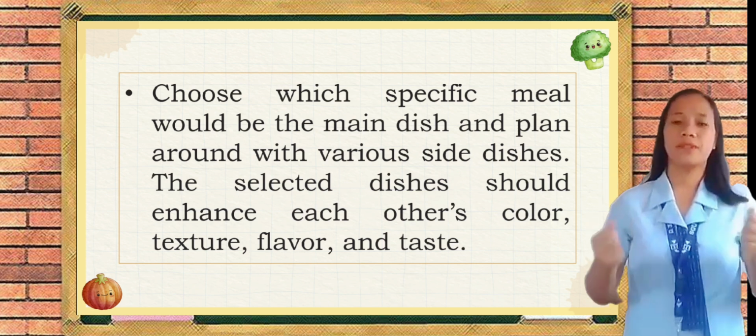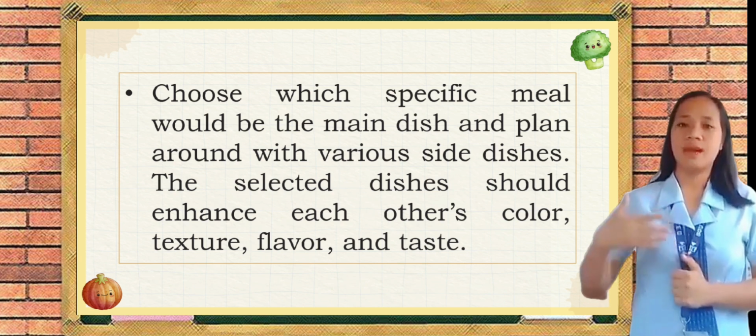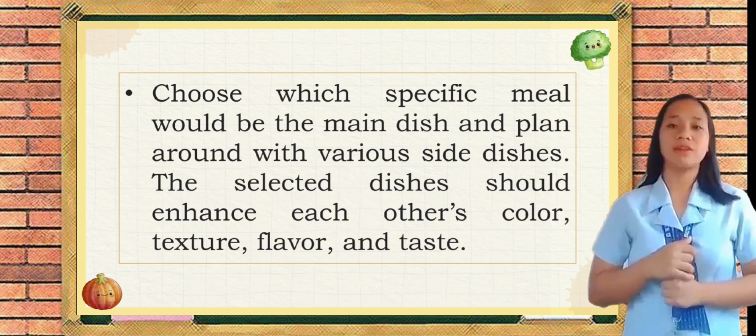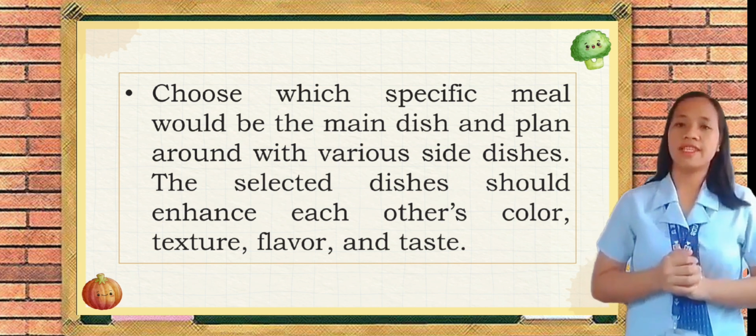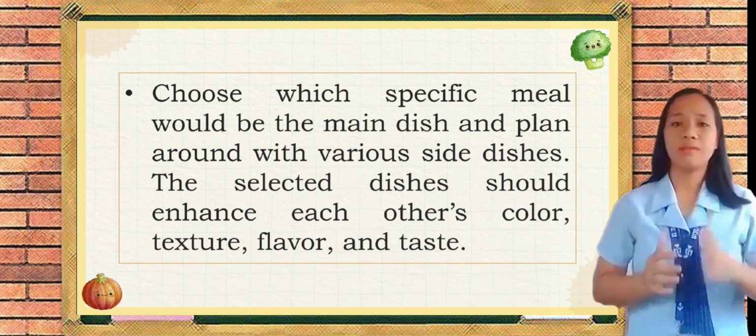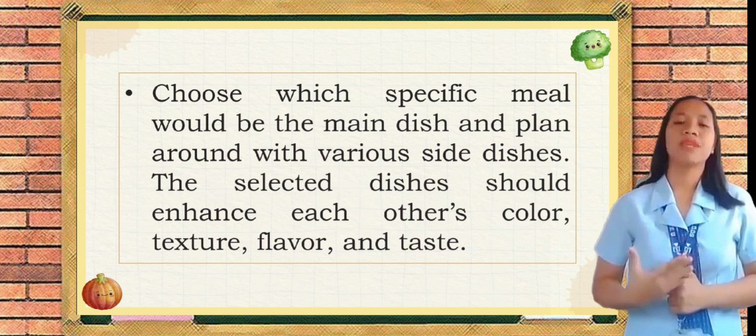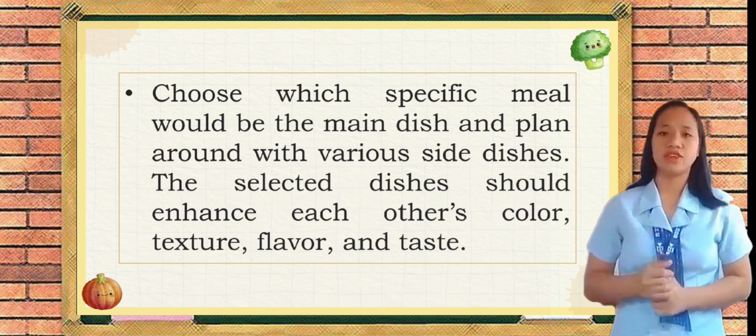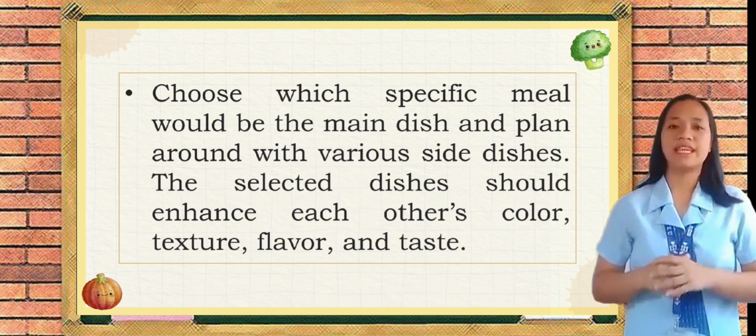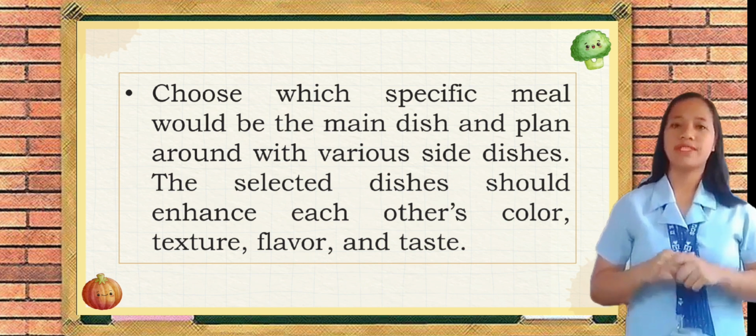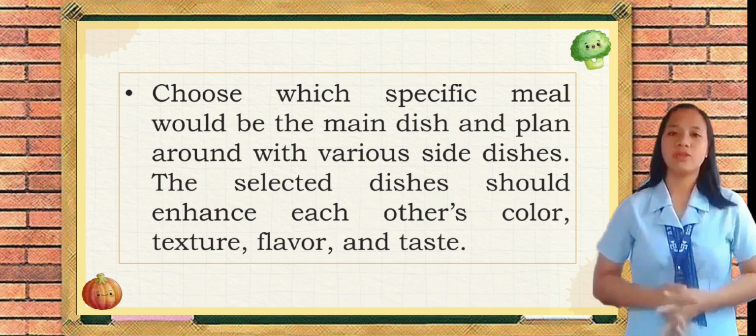So for example, if the main dish is salmon, you might choose sides like roasted asparagus with lemon zest for a vibrant color and flavor, garlic mashed potatoes for a creamy texture, and a mixed green salad for freshness. So each side complements the salmon by adding contrasting flavors and textures while also enhancing the overall visual appeal of the meal.